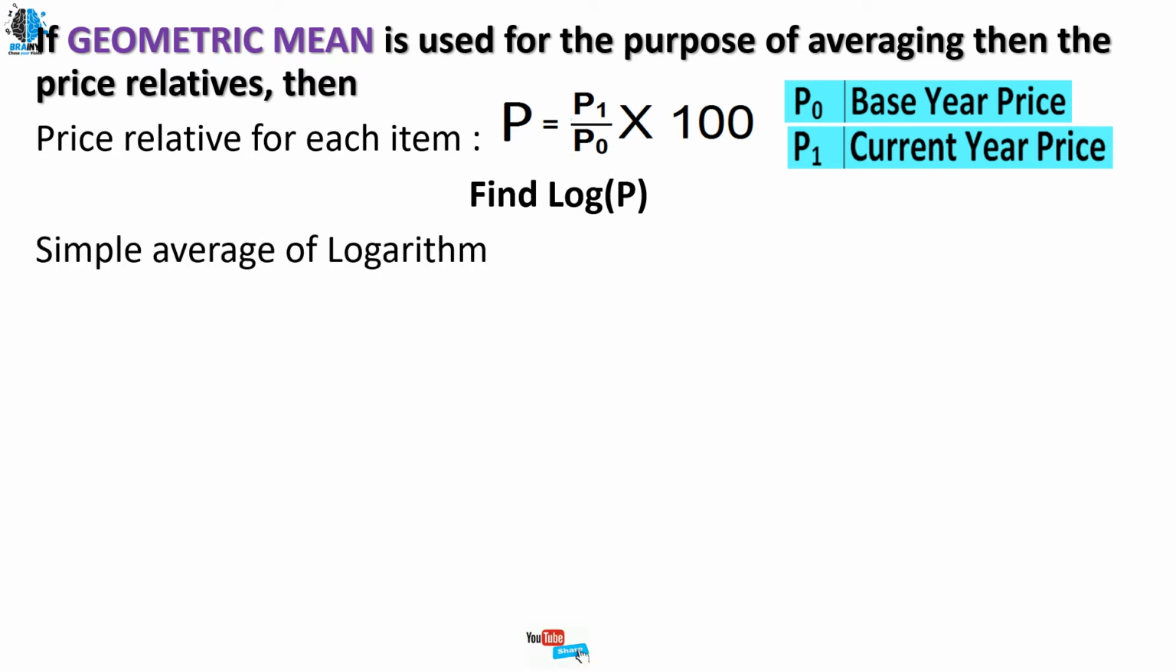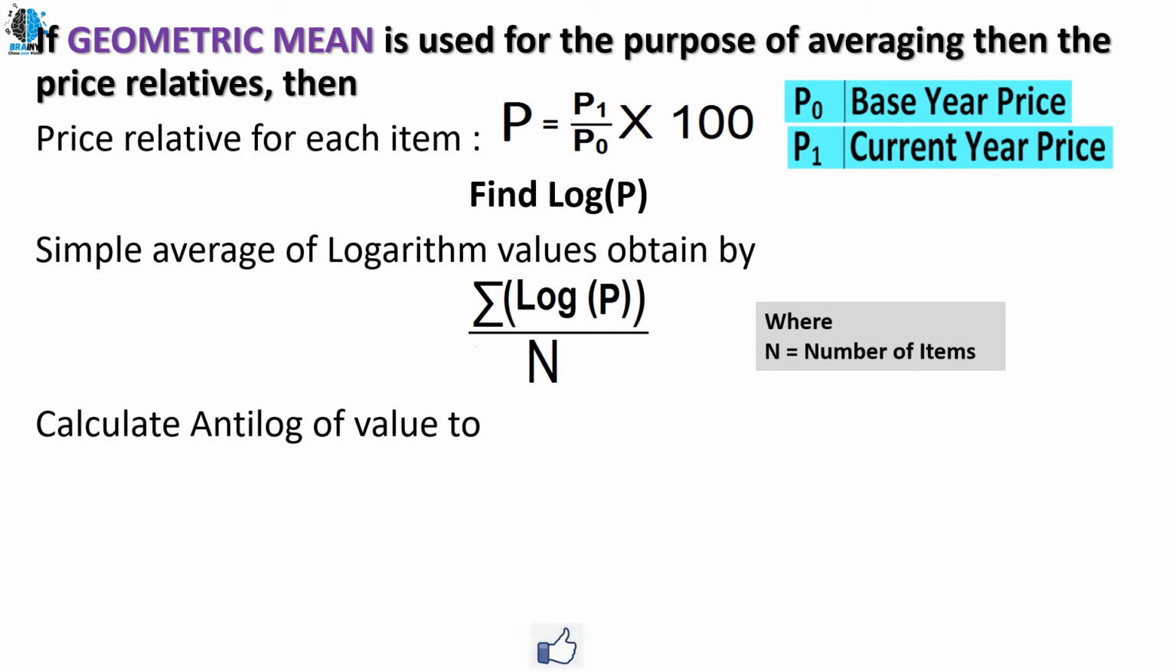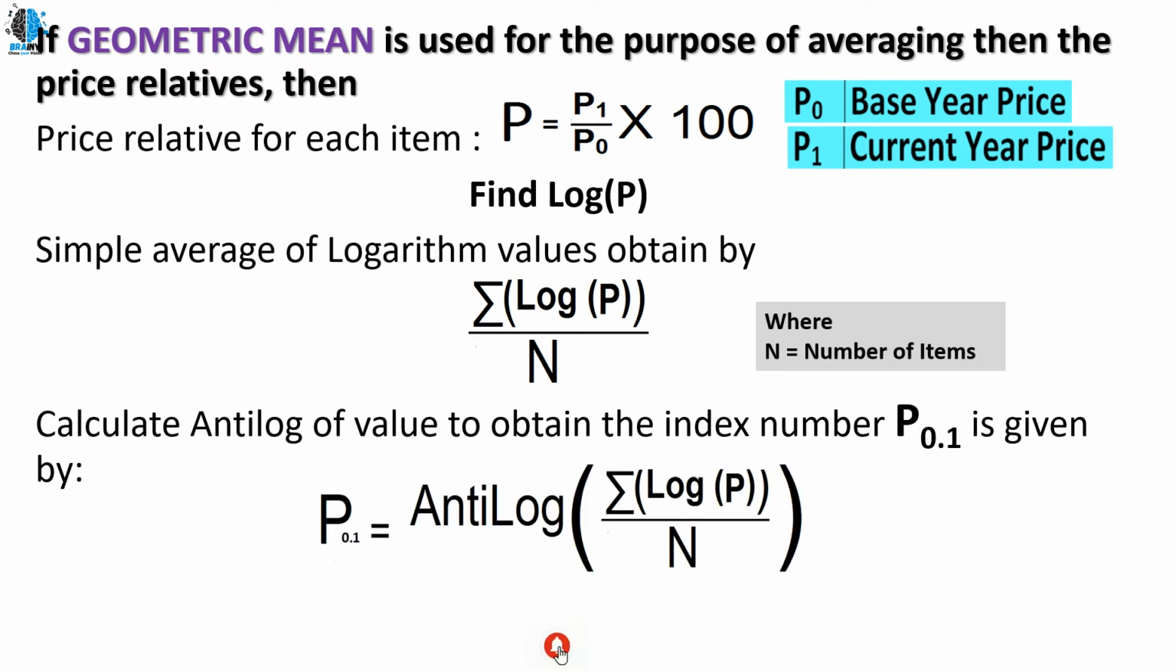After finding the log values, we obtain the simple average of the logarithm values, that is, summation log P by N, where N is the number of observations. Then we calculate the anti-log of this value to obtain the index number P01. So P01 = anti-log of (Σ log P / N). This is the formula of geometric mean under simple average method.